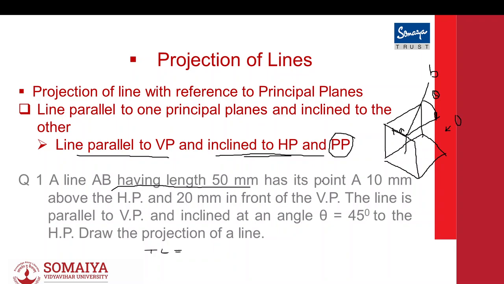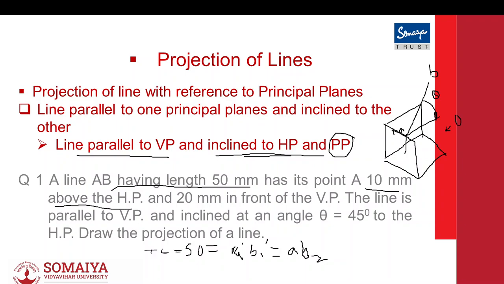Getting? Yes. So we will write it down that this is the length which is 50 and that will be denoted by A dash B1 dash, right? And that will also equal AB2.